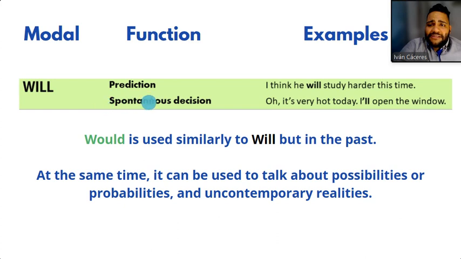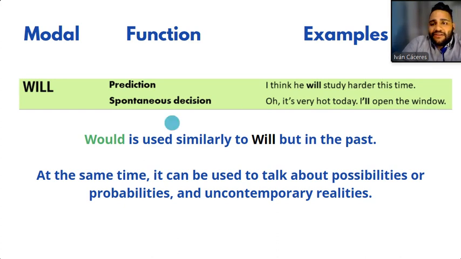And for a spontaneous decision, you have here: oh, it's very hot today, I'll open the window. That is a decision that you take. For example, you can say, I'll go to Caracas this vacation, or I'll go to the beach in August, because I want to. And that is, of course, I will. The negative of will, remember, is won't. I won't, or you can say, I will not.